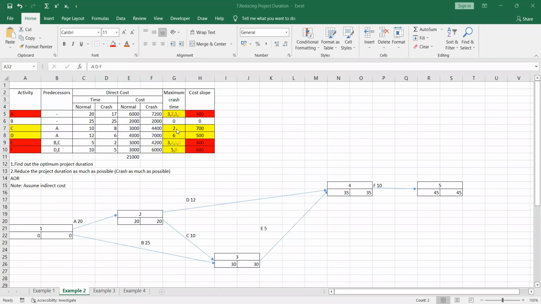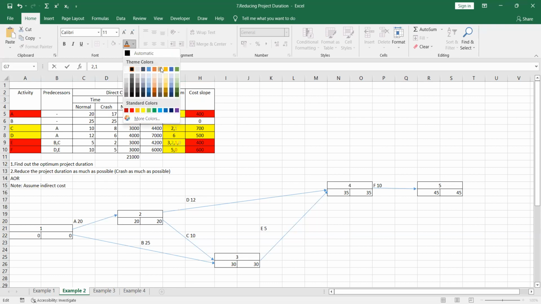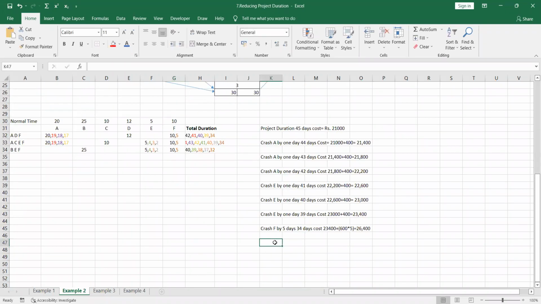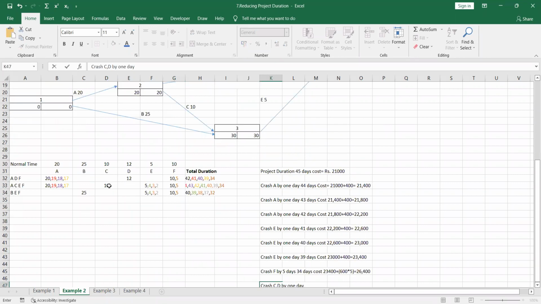So both C and D crashing can be done. So I am going to crash C and D both. So it should be 1 here now. There is no color to be used. So for one activity, I am crashing one day, both from C and D, right? Crash C and D by 1 day.